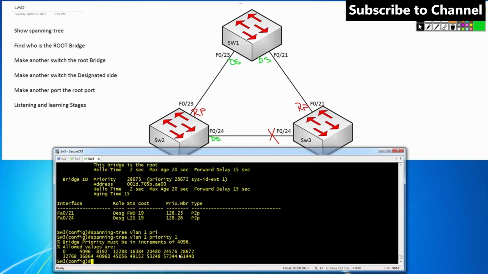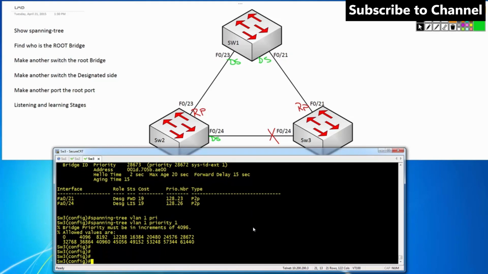Absolutely. So what the root command did with the secondary is saying, okay, whatever the primary priority is, we're going to drop it one less. So that now gives me a better priority. Do show spanning-tree. And notice that we've already, I don't have to even do it, it's right here. We've already transitioned into the listening stage because this has a lower priority.